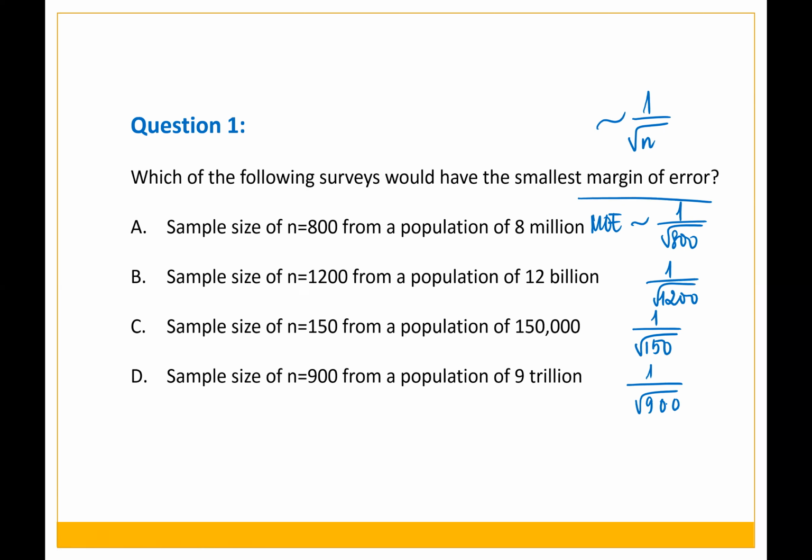Let me think about it. It's asking which one has the smallest margin of error. When we look at these fractions, the smaller the fraction, the bigger the denominator. Just think about it: you have 1 over 2 and 1 over 3. Which one is bigger? 1 over 2. It has a smaller denominator but a bigger overall fraction. Here it's the same thing: a bigger denominator gives a smaller overall fraction. So we're going to pick the one with the biggest denominator, which is the square root of 1,200. So the answer is going to be B.